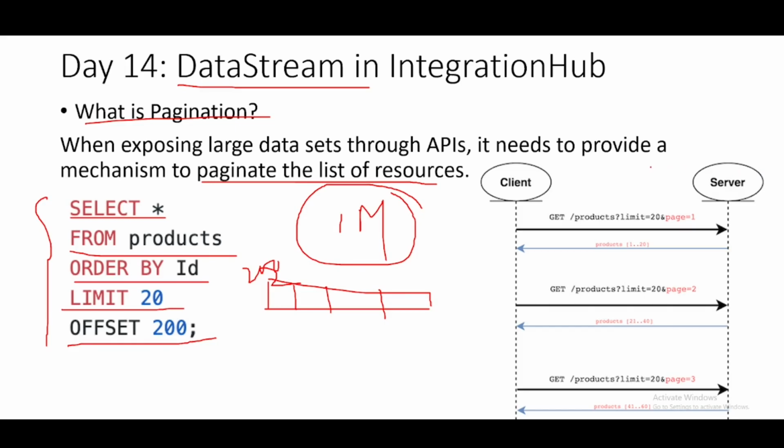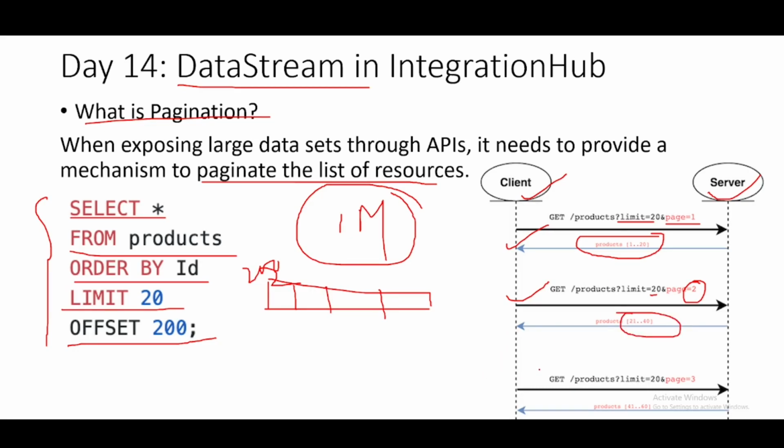Let's see another example on the right side. Let's say you have a server and a client. You request an API called /product with limit equal to 20 and page equal to 1. What will happen? You will get products 1 to 20. Once you get this data, you call another request, /product with limit equal to 20, but this time page is 2. What will happen? You will get products from 21 to 40.